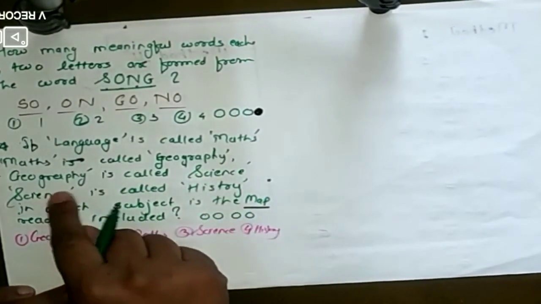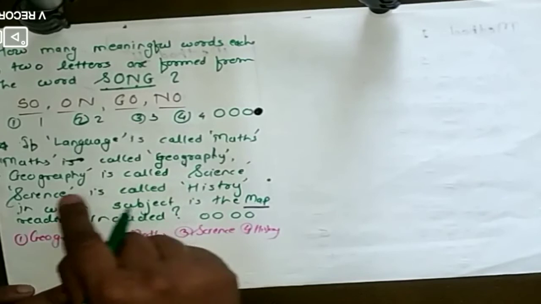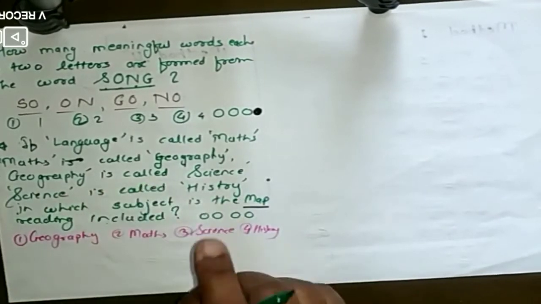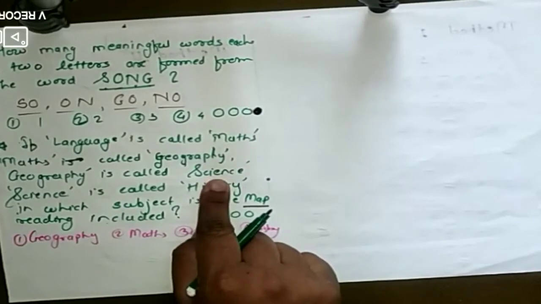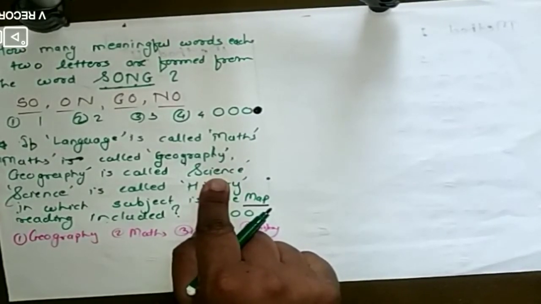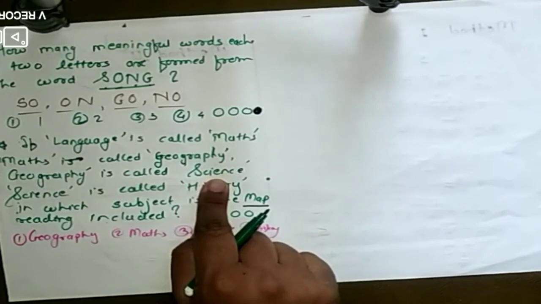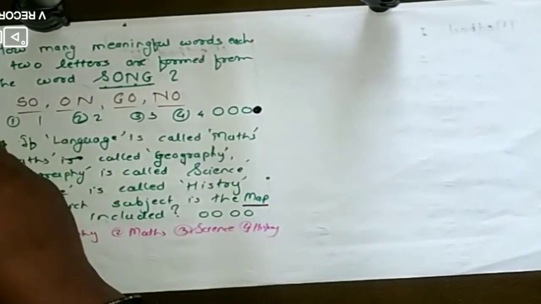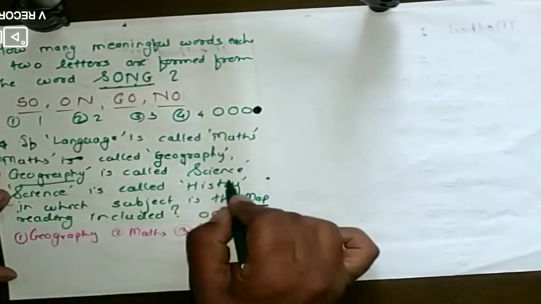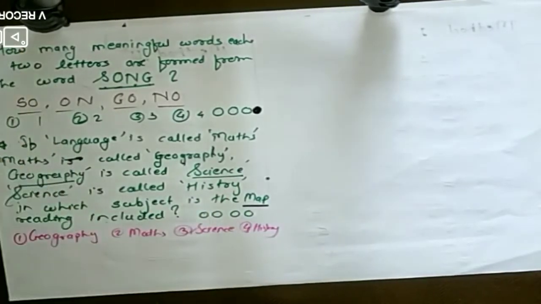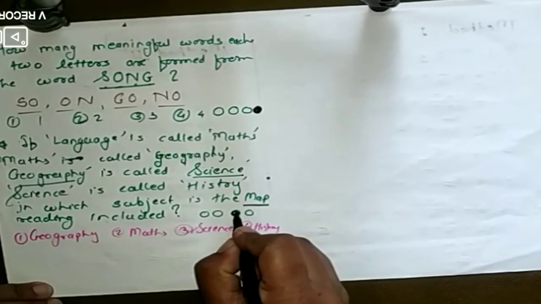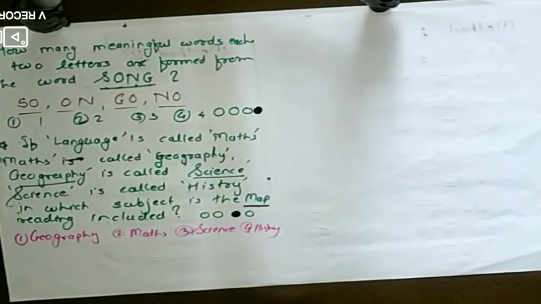So what is said about geography here? The information is that geography is called science. We may get confused whether science is the answer or geography is the answer. At that time, don't get confused. The sentence focused on here is that geography is called science, so its answer is science. In this way they gave the instruction.